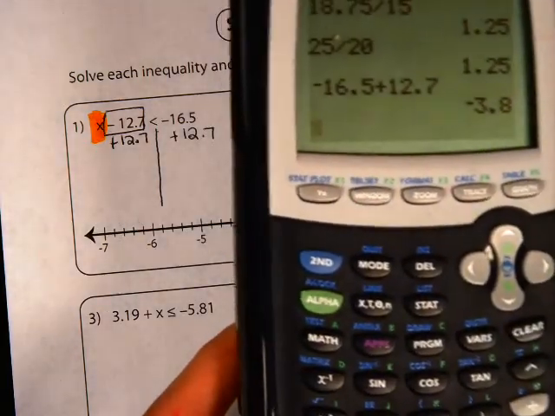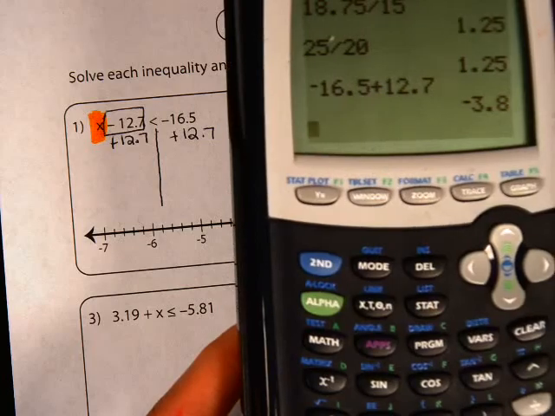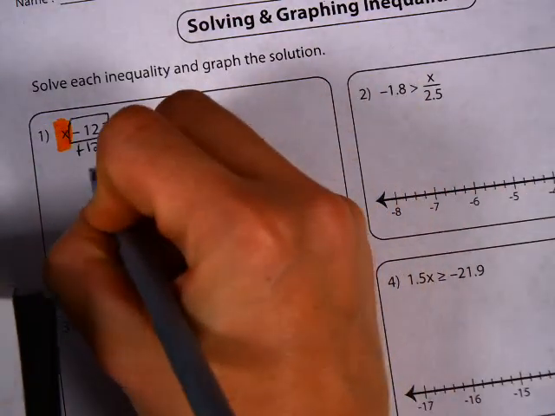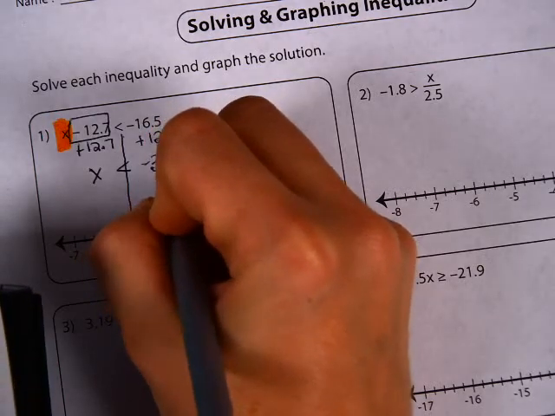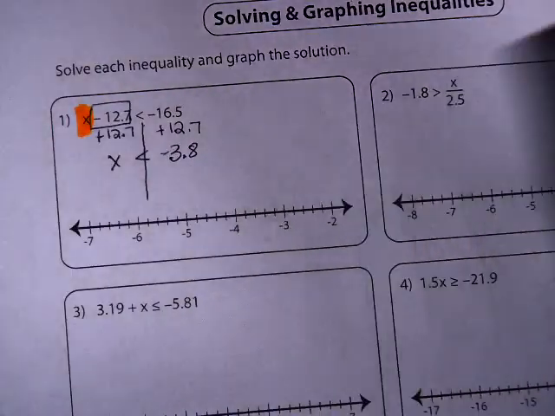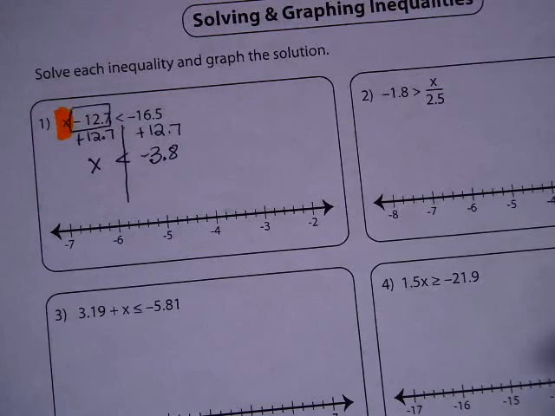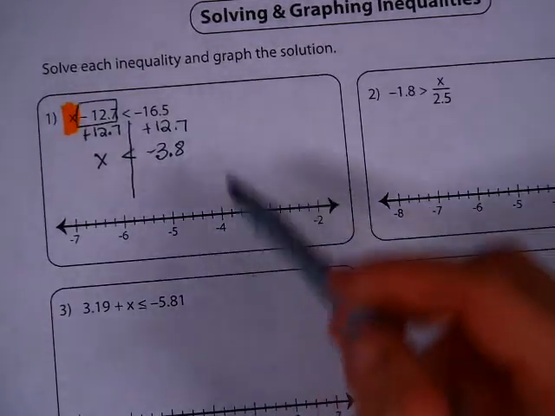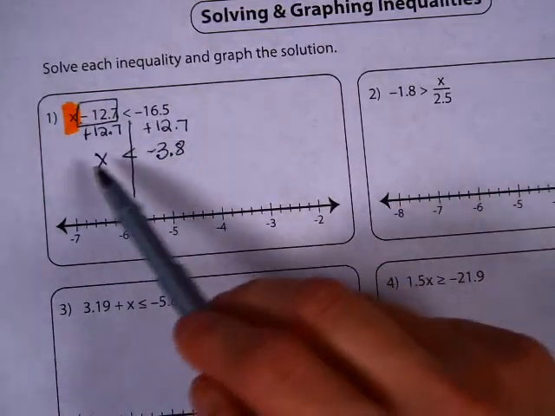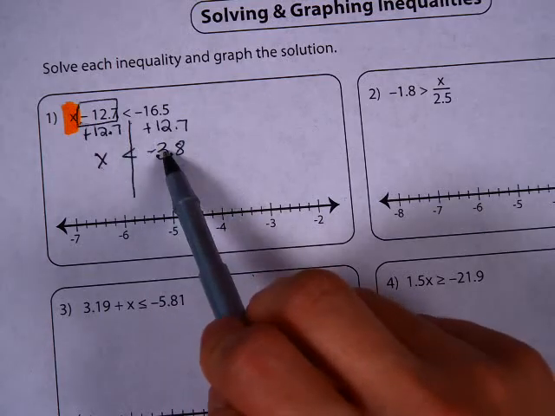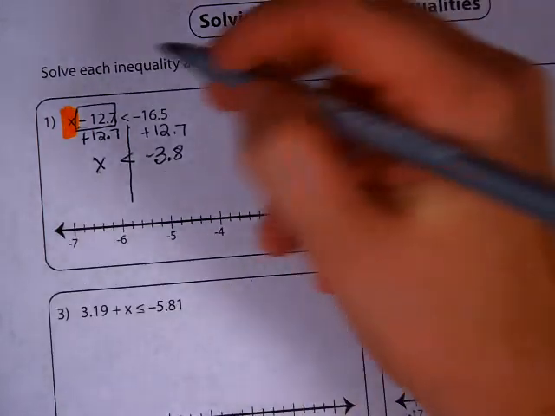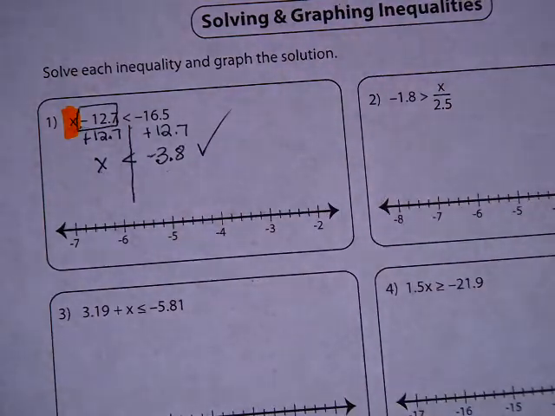And your answer is negative 3.8. So x is negative 3.8. Now, we've got to make sure it is in the right order. That is the next thing. Because we got the variable by itself, now we've got to make sure it's in the right order. Is it variable, inequality, number? Sure enough, this one's good. It's in the correct order.